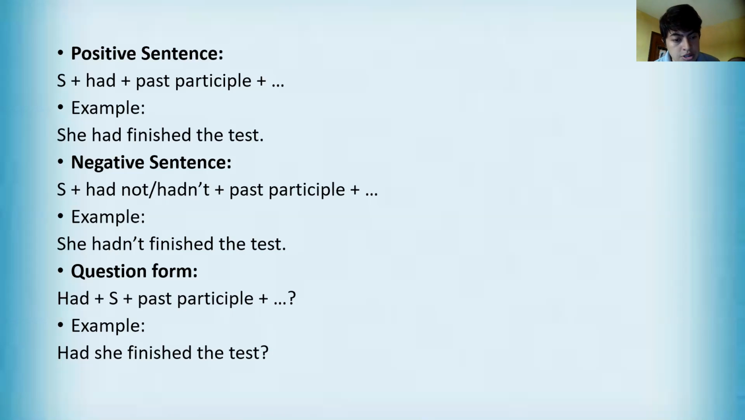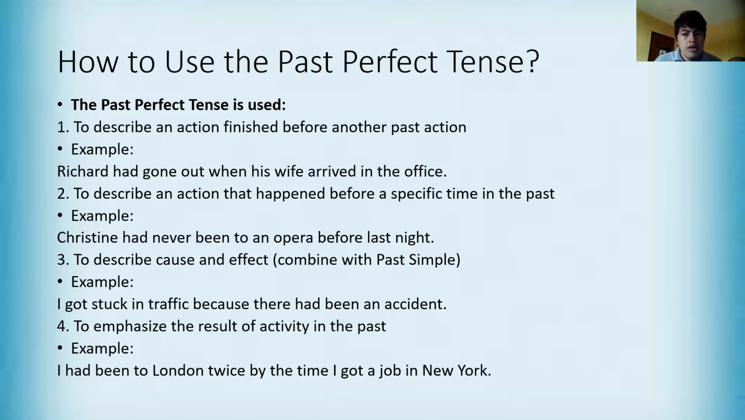And to form a question, we need to put had plus subject plus past participle plus a question mark. Had she finished the test? In these examples, it's very clear how to use the past participle to create a positive sentence, a negative sentence, and question form. Okay. How to use the past perfect tense?